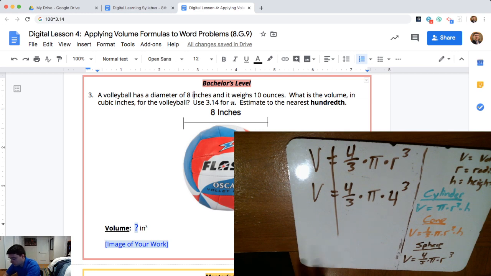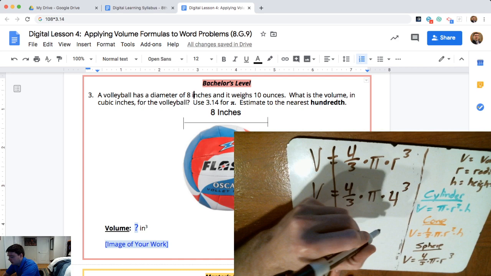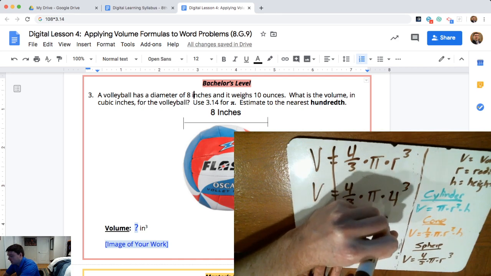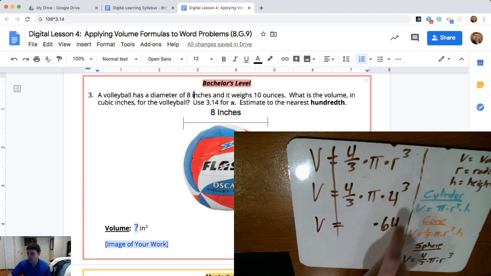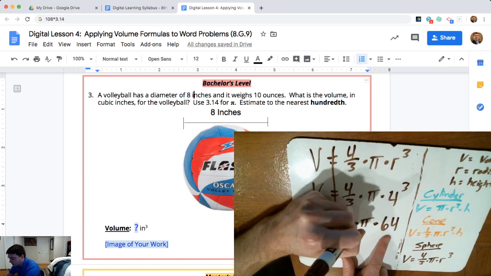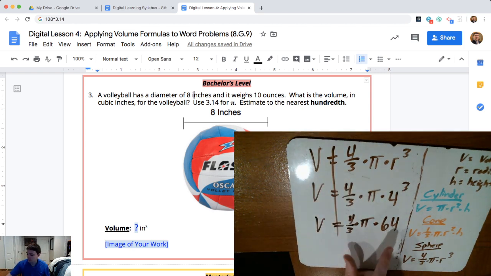4 cubed is the first thing I would do, handle that exponent. 4 times 4 is 16. 16 times 4 is 64. Hopefully some of you remember 4 cubed from when we worked with exponents. That's going to be multiplied with pi and multiplied with 4/3. Again, as usual, I choose to multiply the rational numbers, 64, together with 4/3, then I handle pi at the end.